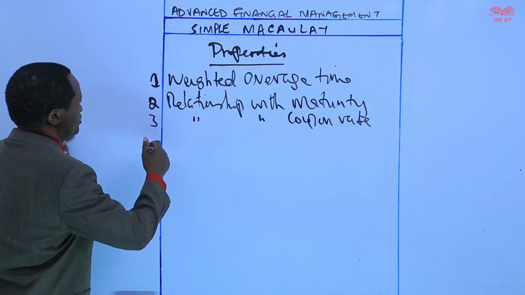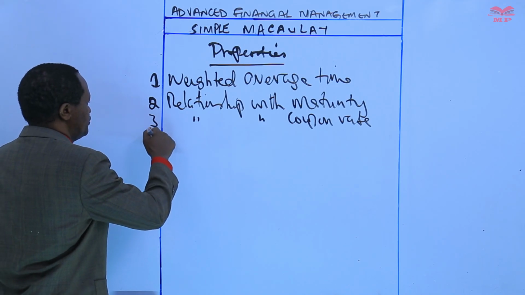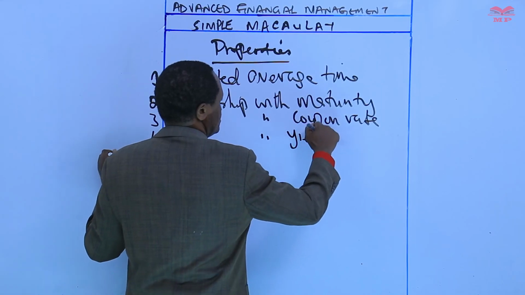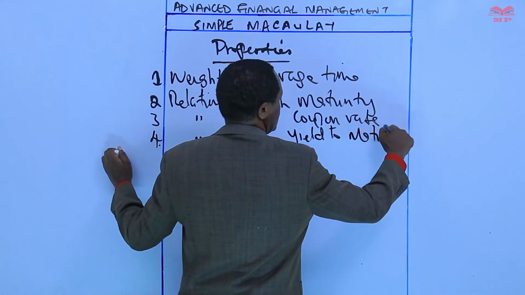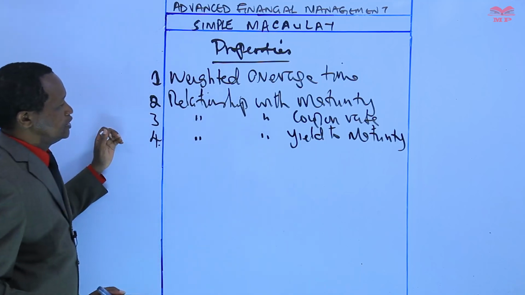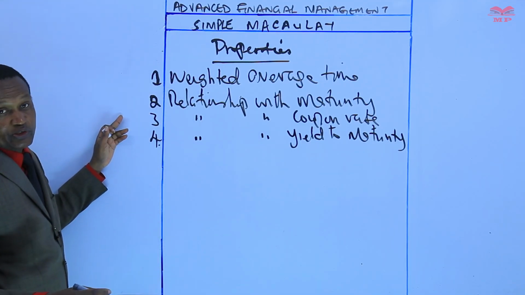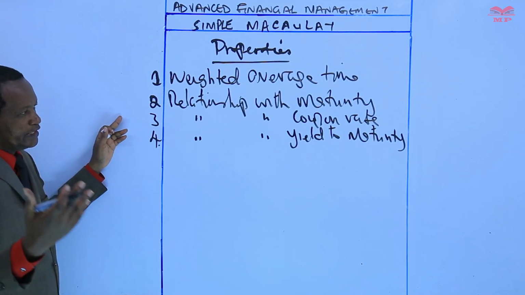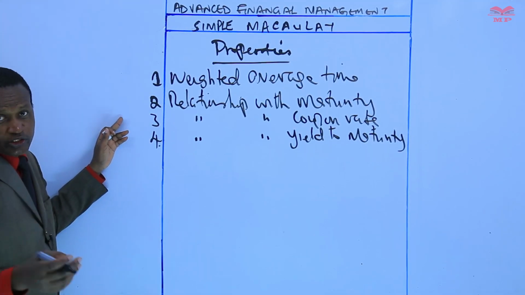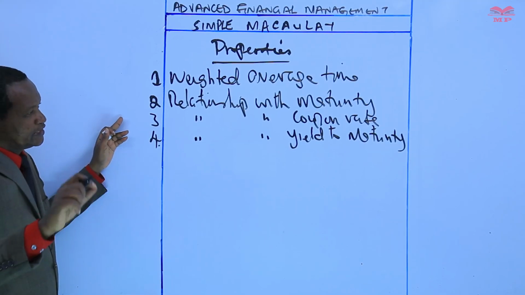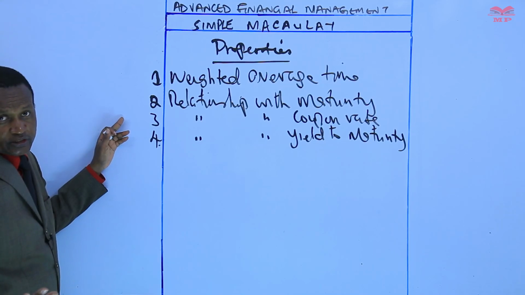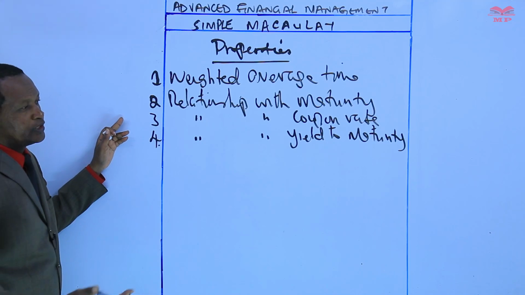Moving on to the fourth property, number 4, relationship with yield to maturity. Relationship with yield to maturity, the YTM, is the fourth property of simple Macaulay duration. So Macaulay duration is generally inversely related to the yield to maturity, because as the yield to maturity increases, the present value of future cash flows decreases, and therefore the Macaulay duration decreases.